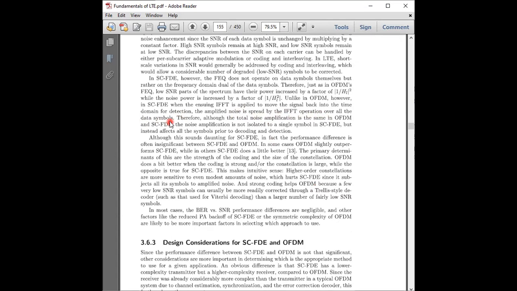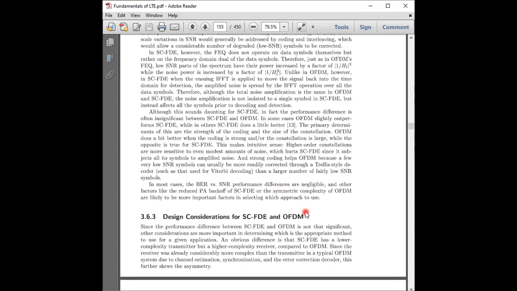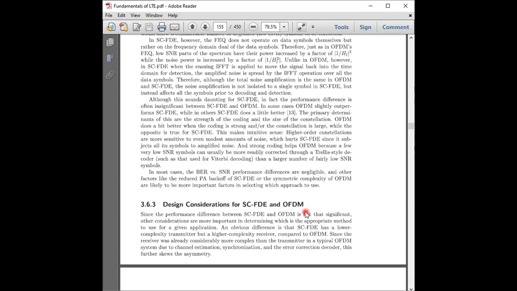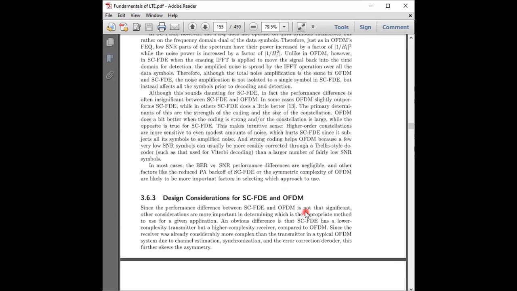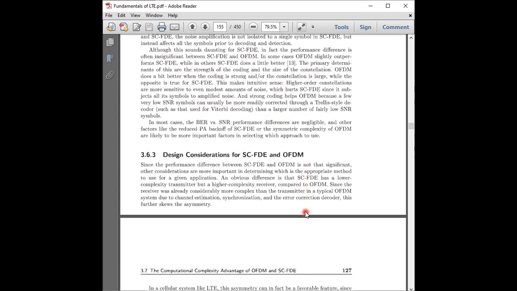The author goes on to say that in most cases the bit error rate or SNR performance difference is negligible. So that also is a comment, but anyway, it's a difference, all right. Other than that, what else is different? You can see the second one is an obvious difference: SC has a lower complexity transmitter and a higher complexity receiver compared to OFDM.